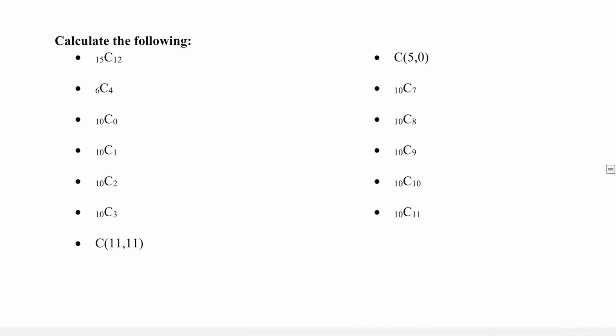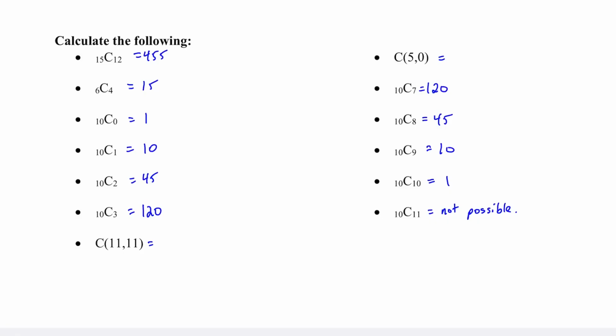All right, last little thing here. I want you to calculate the following. So type this into your calculator, and then pause the video. To compare our answers, I want to look at 2 in specific here. So if you have C and then 2 numbers, this is our N and this is our R here, just like this is an N and that's an R.